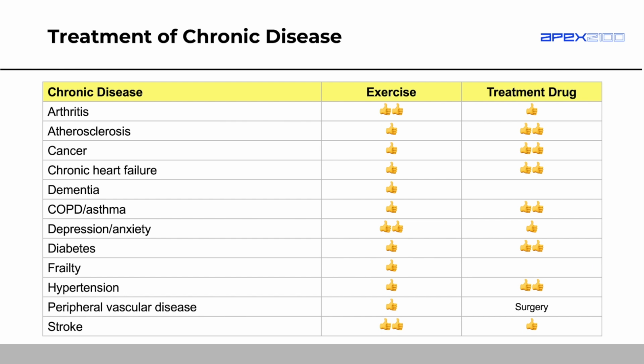Exercise can help treat all of these conditions. If it's got one thumbs up, it means it's good for treating that condition. If it's got two thumbs up, it means it's great. So particularly depression and anxiety, stroke and arthritis, exercise can do wonders in the treatment of those diseases. And of course, there are drugs which treat each of these diseases, but for example, for dementia, there's no drug that you can take to help treat dementia, but exercise does have a good effect on people with dementia. All right, that is the end of exercise for physical well-being.